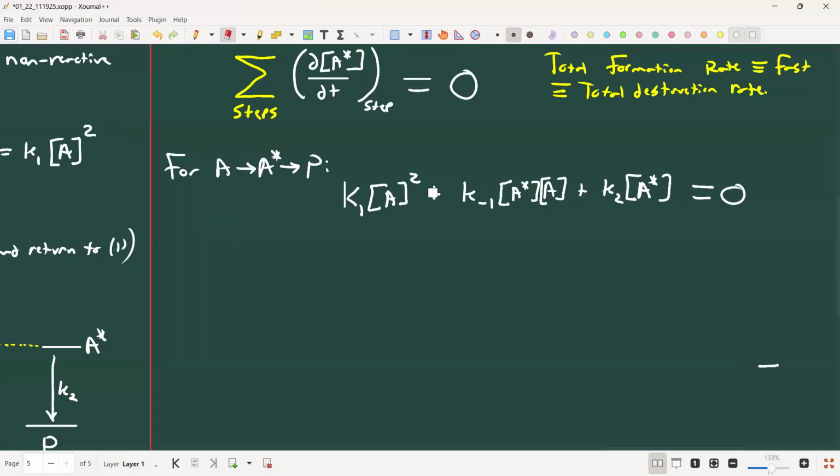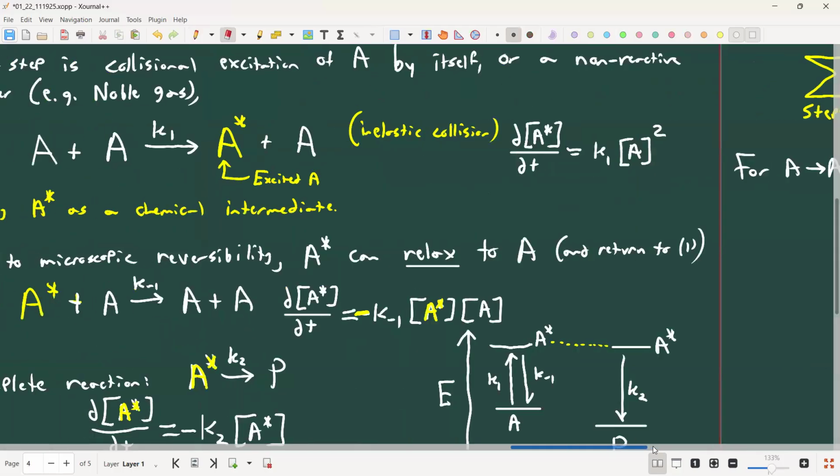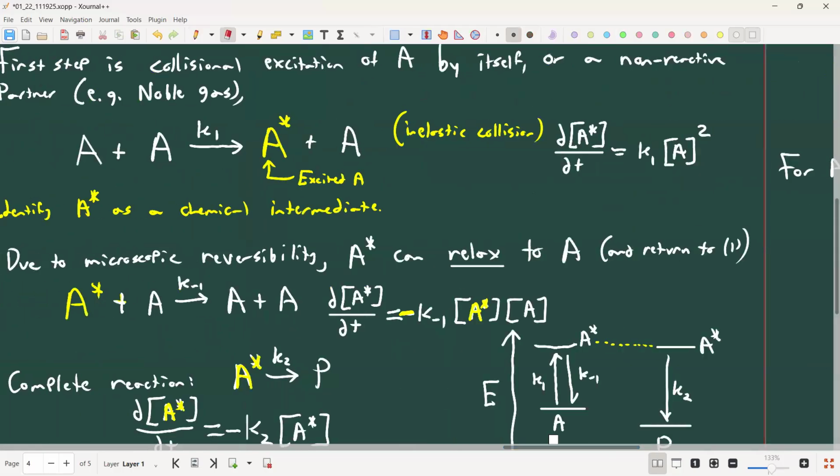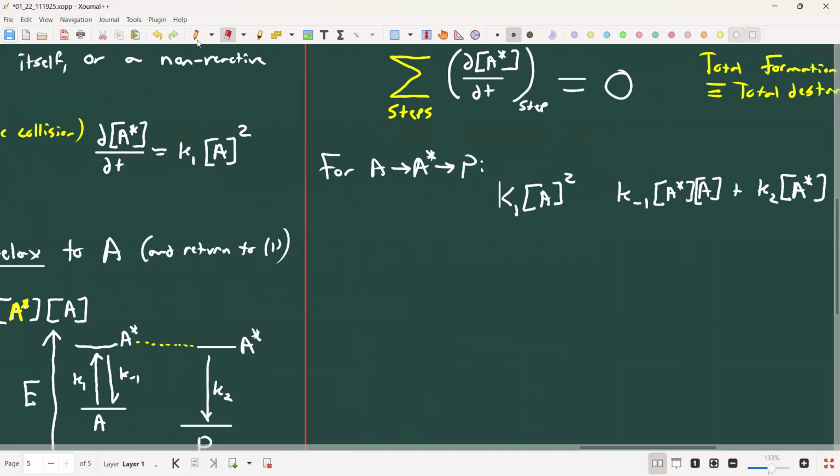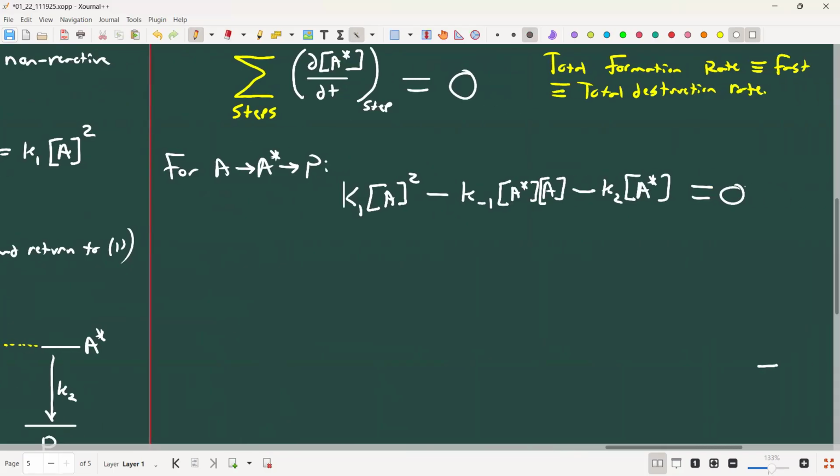Oh, I have some negative signs, sorry. dA*/dt for the second step is minus, and it is for this third one too. So these should be minus signs. Apologies. Right, and that should make sense, right? We have one step that creates A star and 2 steps that decrease it or destroy it. We have 1 positive term and 2 negative terms. And this whole thing should be equal to 0.